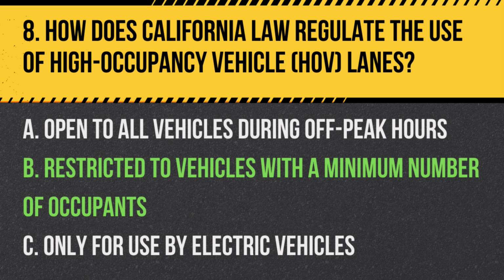Answer B. Restricted to vehicles with a minimum number of occupants. HOV lanes are reserved for vehicles with a certain minimum number of occupants, typically 2 or more.